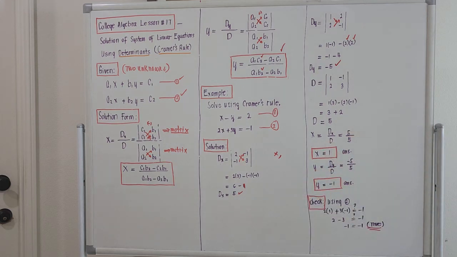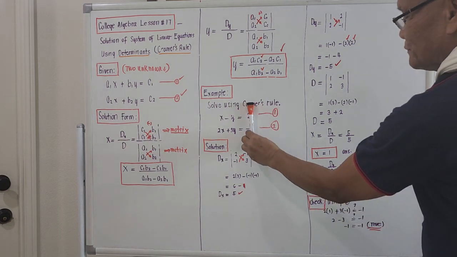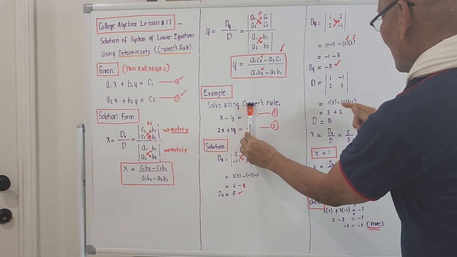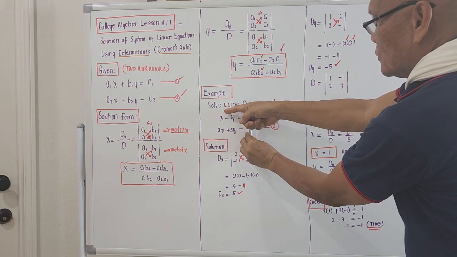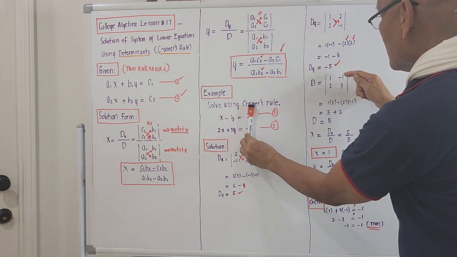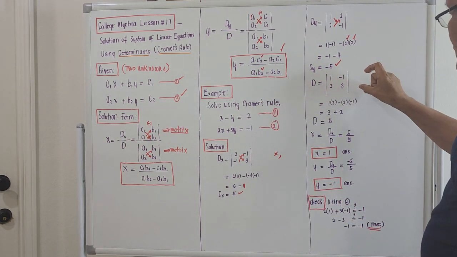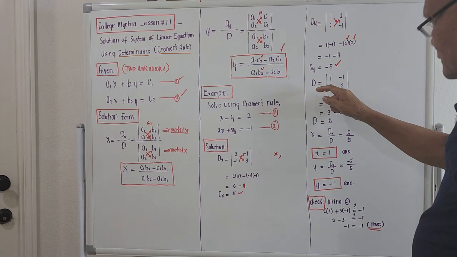Okay, let's try to compute for the determinant of the two given linear equations. The determinant is just cover this one, then take the coefficients of the left hand side. So it will simply be 1 and 2, then negative 1 and 3. That's how we got the elements that go with the matrix of D.